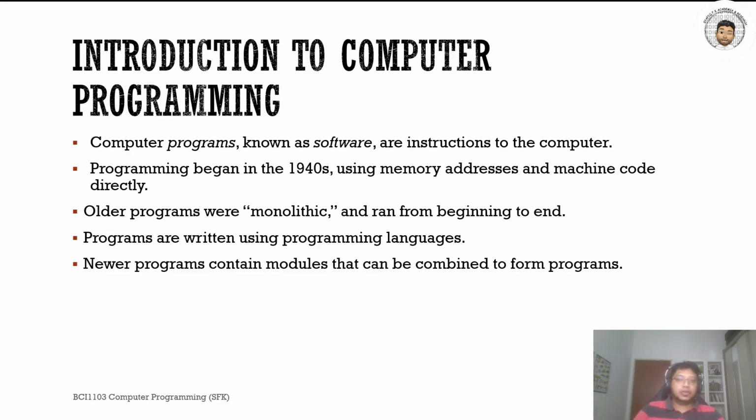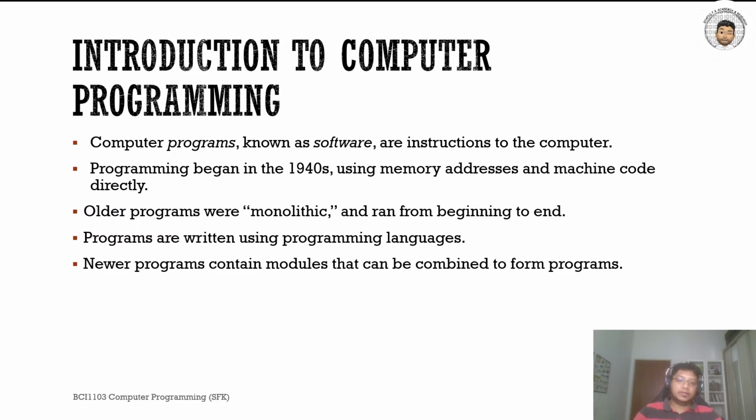A computer program, also known as software, is basically a set of instructions to the computer. Programming actually began in the 1940s, using memory addresses and machine code directly. At that time they were used particularly for war efforts, to encode and decode codes. Older programs were monolithic and ran from beginning to end. You could not interrupt them. Once you ran the program, you would get the result after the machine finished. Unlike Python right now, where you can stop in the middle and check whether it's right or wrong. Older programs were more hardware oriented. Once they ran, the hardware would keep on continuing until the program was finished. These programs are written using programming languages.